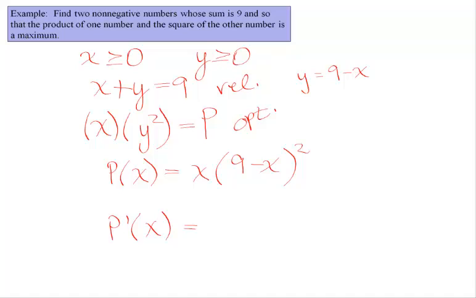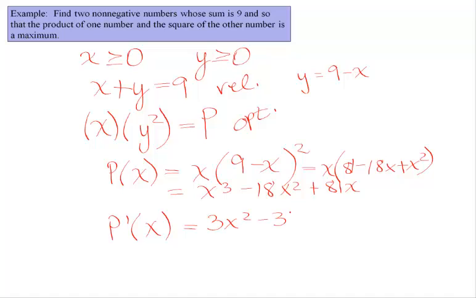That's why it's a loose guideline. On this particular one, I don't need to draw a picture. There's nothing to draw a picture of. So let's clean P of x up so that we can take the derivative of it. 81 minus 18x plus x squared. That cleans up to x cubed minus 18x squared plus 81x. The derivative, 3x squared minus 36x plus 81.